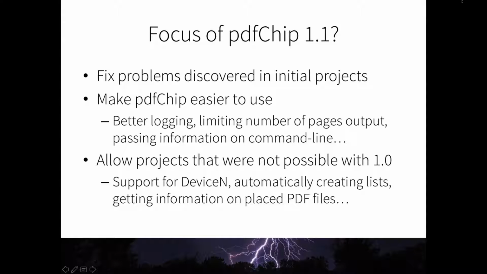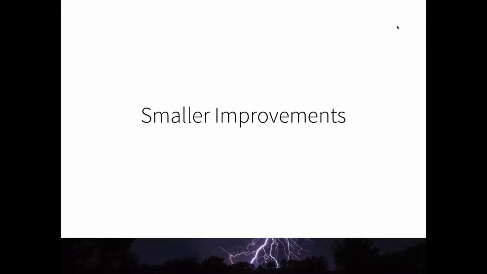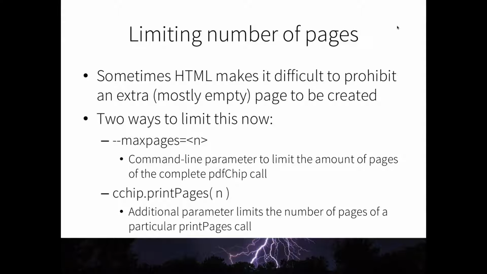And then also allow projects that were not possible with version 1.0. A 1.0 version always has limitations, and what we try to do in 1.1 is implement some of the things that people asked about most frequently. And I will come back in detail on those as well. So let me go over some of the smaller improvements before we do anything else.